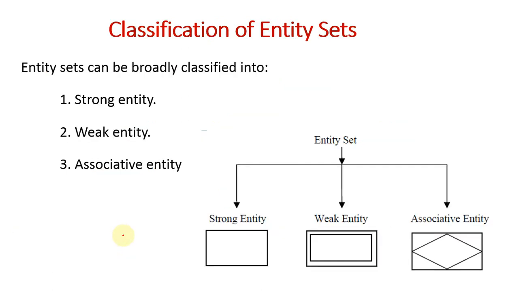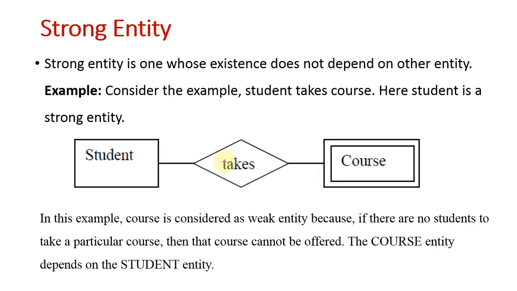Next, classification of entity sets: strong entity, weak entity, and associative entity. Strong entity is represented by this one, weak entity is represented by a double rectangle, and associative entity is represented by this one. Associative means supporting entity. Next, strong: what do you mean by a strong entity? A strong entity is one whose existence does not depend on another entity. So here student is a strong entity.